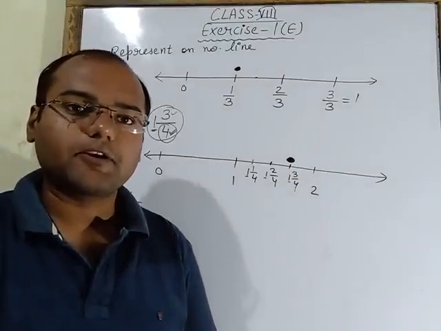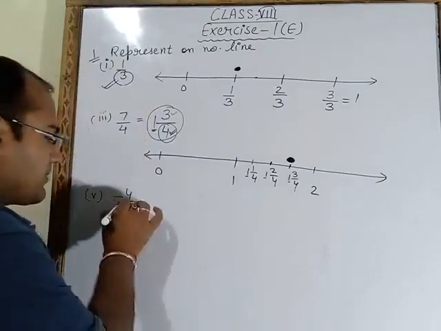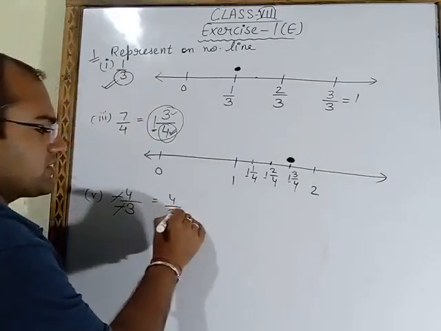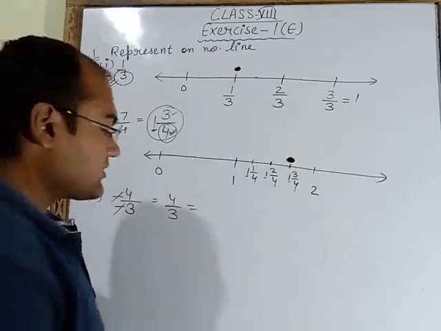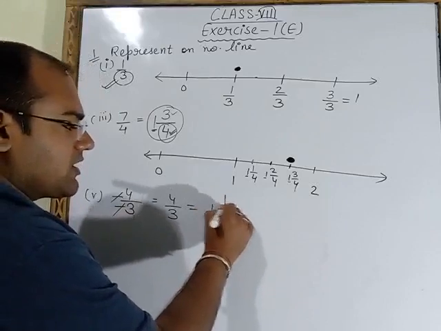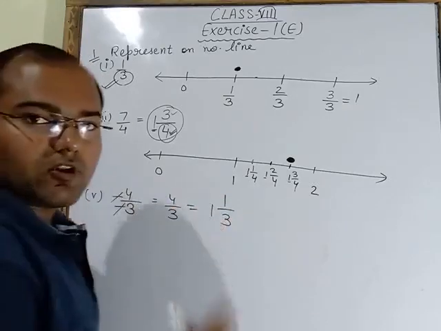Now see fifth part. Fifth part is minus 4 upon minus 3. So first step is we have to cancel these two minus signs. Now 4 upon 3 is given. 4 upon 3 means we will change this into a mixed fraction. 3 ones are 3, remainder 1 upon 3. So the answer on solving it is 1 whole 1 upon 3.